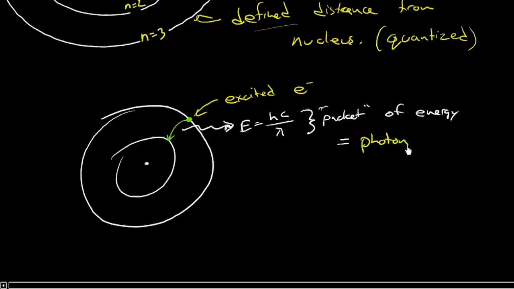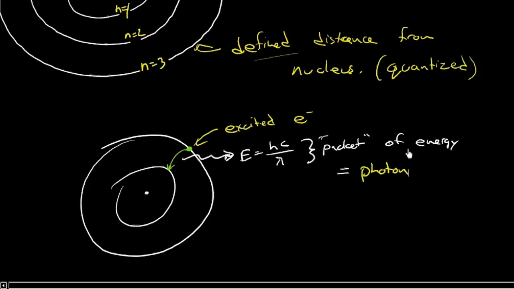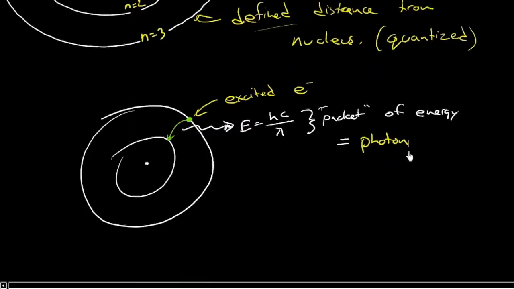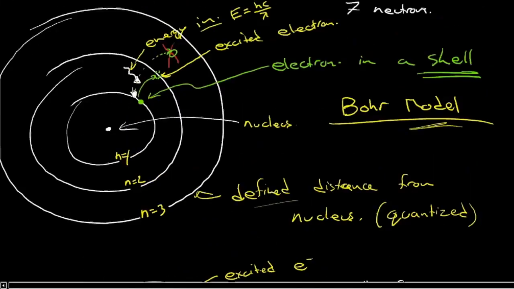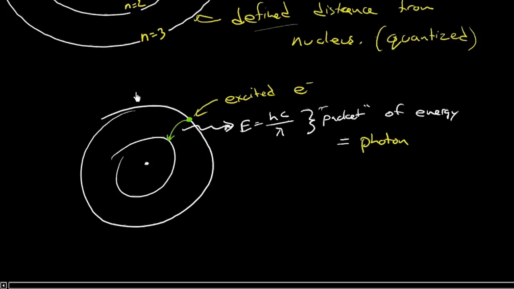So the Bohr model is useful for discussing certain things, particularly transitions in energy levels, either giving off energy if an electron drops down to lower energy, or if energy goes in to excite an electron. The Bohr model is useful for describing those, but it also has its limitations, which we'll get to shortly.